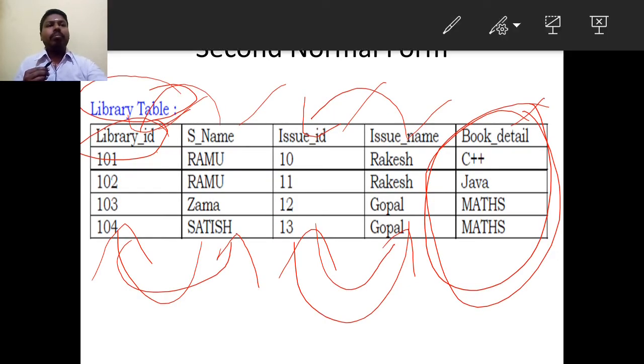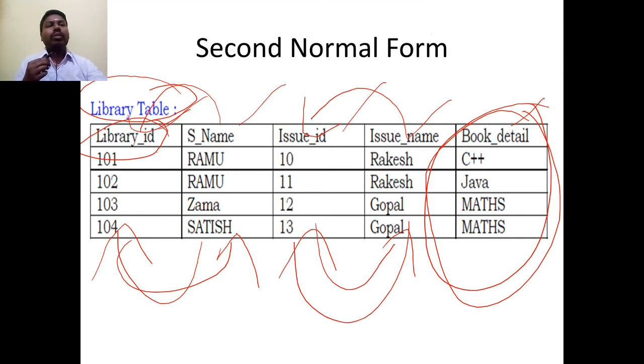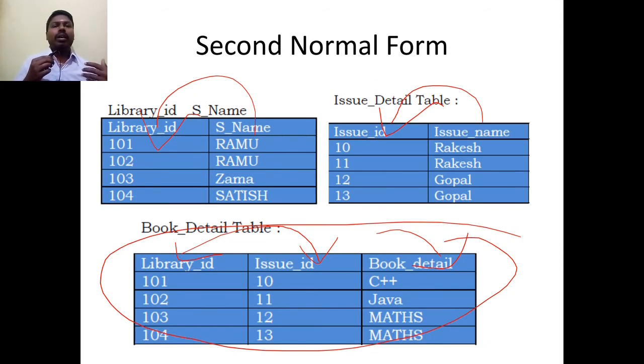So in the second normal form, student name depends on library ID, issuer name depends on issuer ID, but book detail is not depending on any single primary key. So to satisfy the second normal form, we split it into three tables. So now the second normal form is satisfied. Student name depends on library ID, issuer name depends on issuer ID, book detail depends on both library ID and issuer ID. Now second normal form is satisfied.